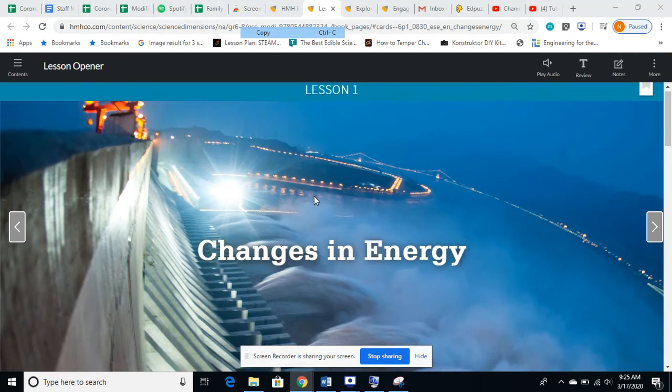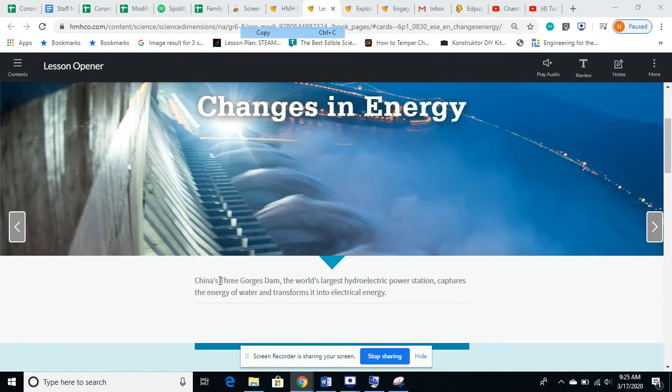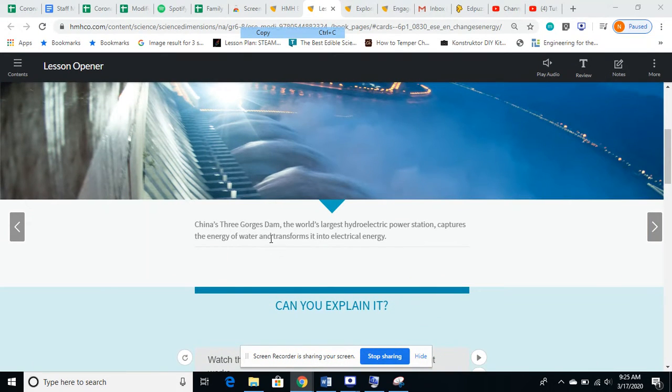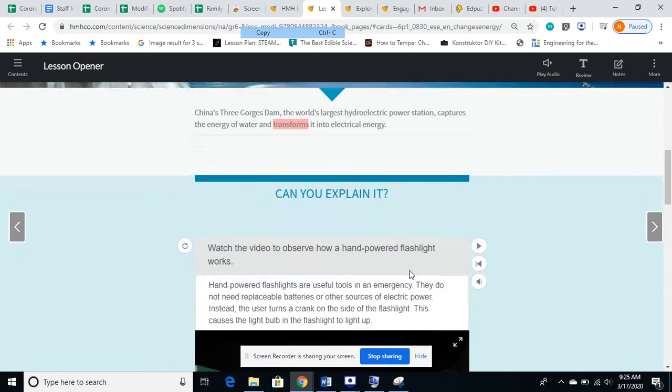So this is a cool picture of a dam. It's called China's Three Gorges Dam, the world's largest hydroelectric power station. Look at that word, hydroelectric: water electric. It captures energy from water and transforms it into electrical energy. So transform is going to be a really important word for us. That is changing one form of energy to another.